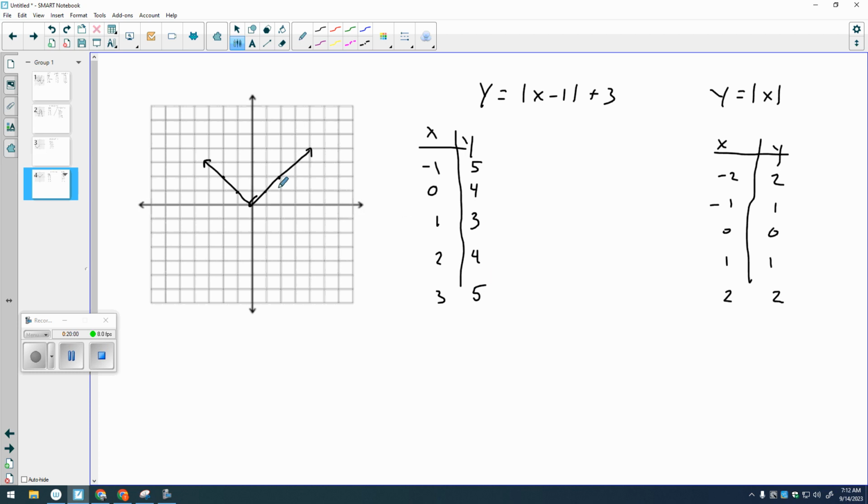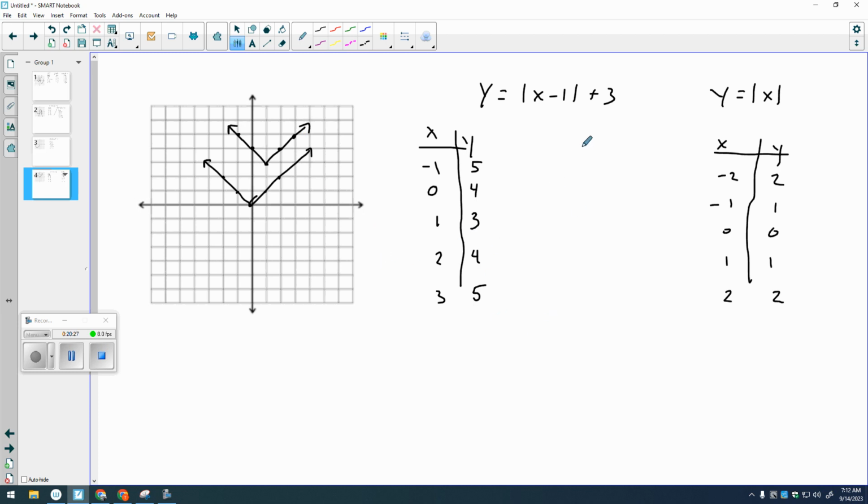So my new graph starts here at 1 and 3. When x is 0, y is 4. When x is 1, y is 3... and when x is 2, y is 4. When x is -1, y is 5. And when x is 3, y is 5. Same V, just shifted right 1 and up 3.